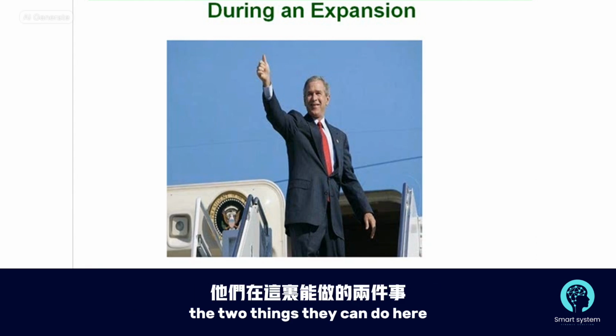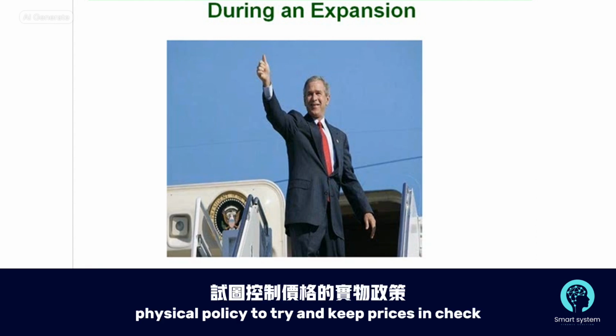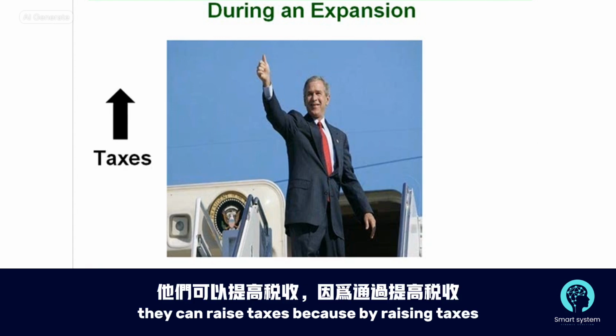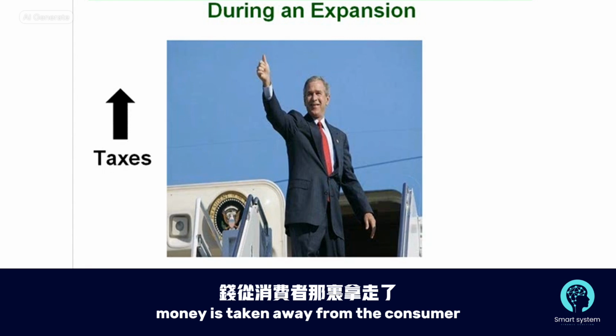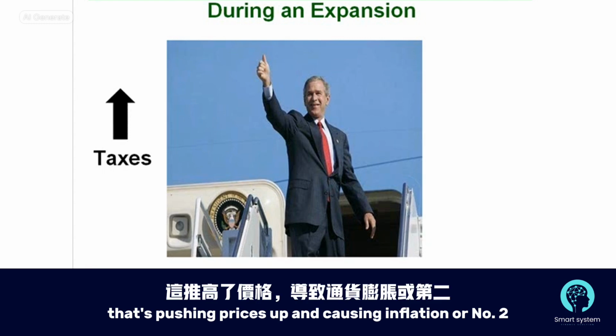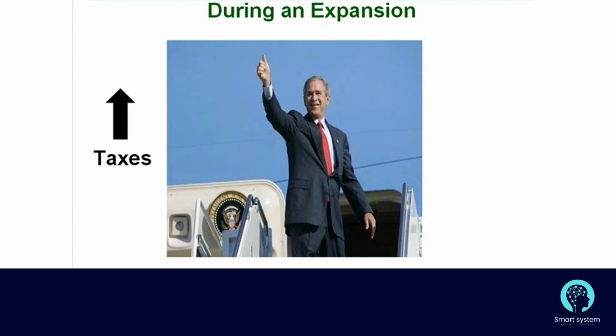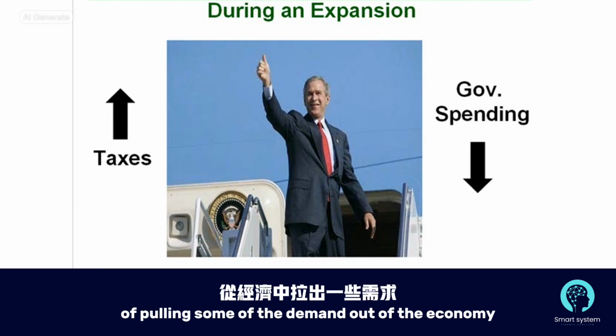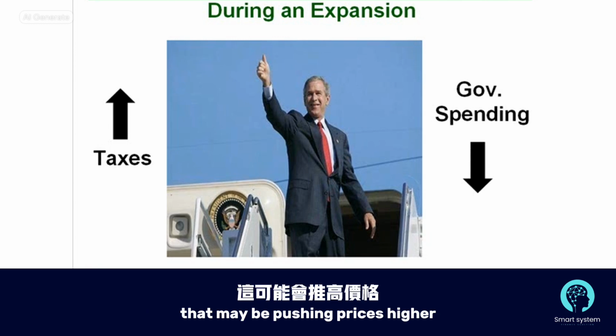The two things they can do here in regards to fiscal policy to try and keep prices in check and inflation at bay are: number one, they can raise taxes, because by raising taxes, money is taken away from the consumer, who now has less money to spend, helping to counteract the demand that's pushing prices up and causing inflation. Or number two, they can reduce government spending, which has the same effect of pulling some of the demand out of the economy that may be pushing prices higher, and therefore counteracting the inflation that may be taking place.